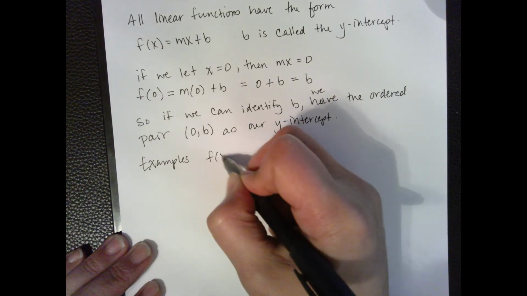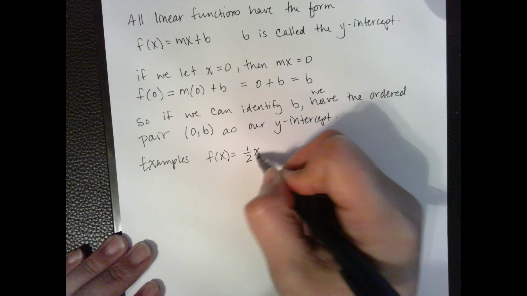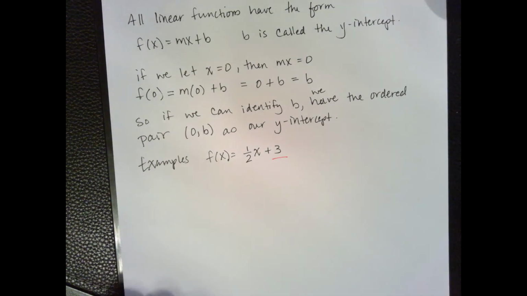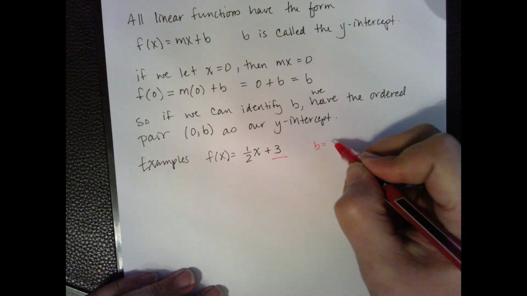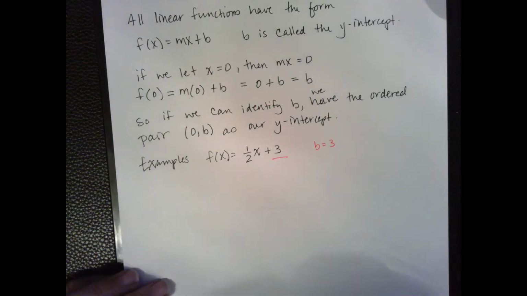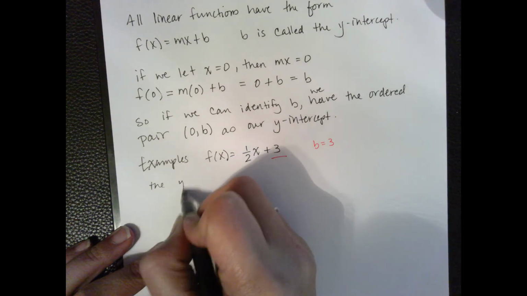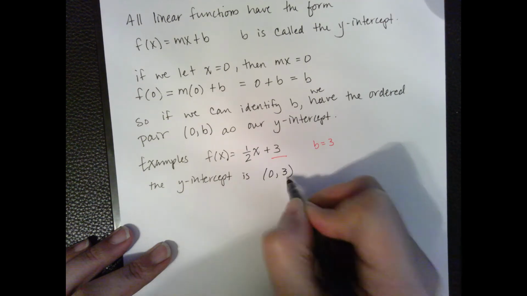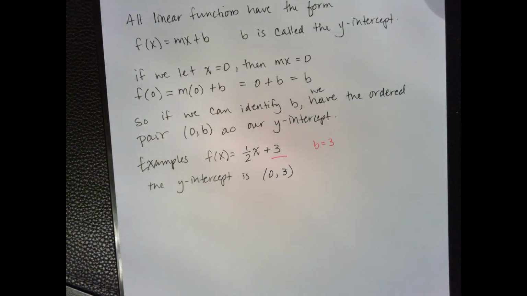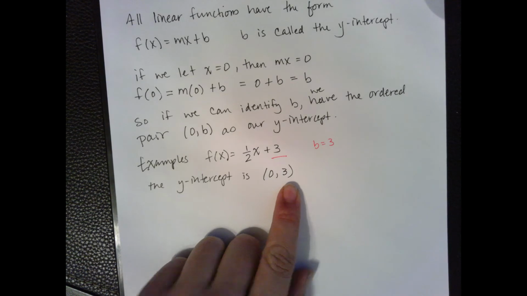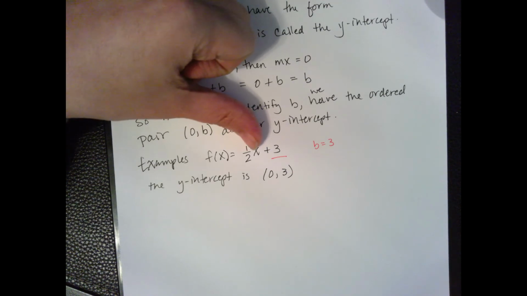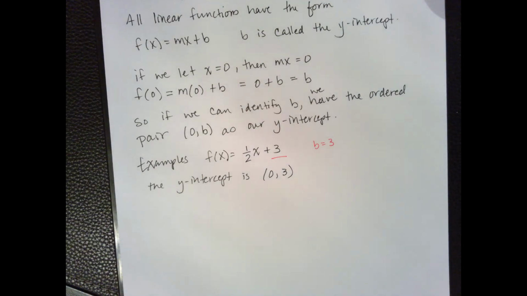Okay. f of x equals 1/2 x plus 3. Okay. Well, b here is 3. So that means the y-intercept is (0, 3). Okay, I didn't have to do any work for that. All I had to do was identify what b was. And I automatically have the point (0, 3) because of what happens here. If I plug in 0 for x, this whole term goes away, and all I'm left with is 3. And that's how we find an intercept.